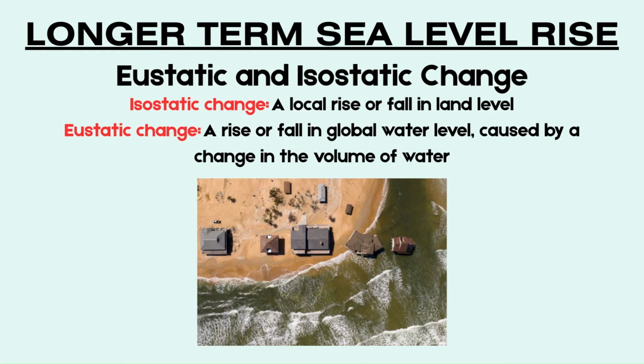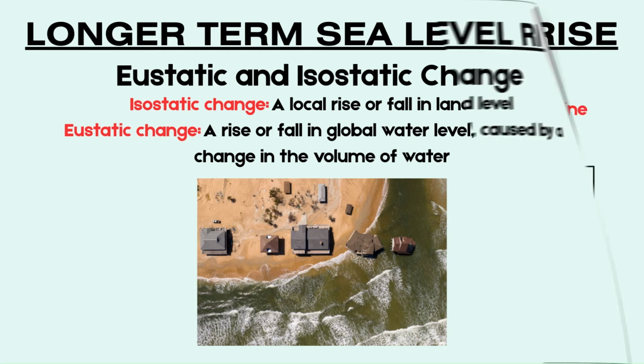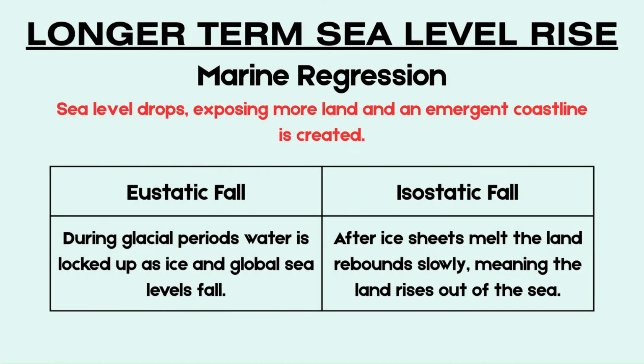Here are the definitions of both. Isostatic change is a local rise or fall in land level. Eustatic change is a rise or fall in global water level, caused by a change in the volume of water. Marine regression is where sea level drops, exposing more land. This creates an emergent coastline.